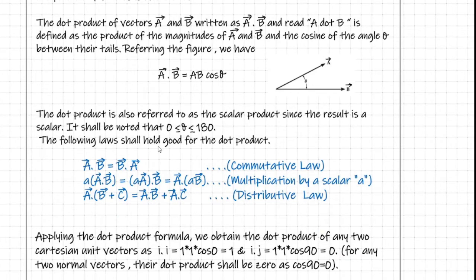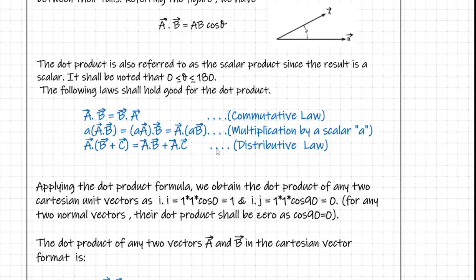The dot product operation respects the following laws. There is a commutative law, which says that A dot B is the same as B dot A. Then, considering multiplication by a scalar, a into (A dot B) is the same as (a A) dot B, which is the same as A dot (a B). Now coming to the distributive law, A dot (B plus C) can be written as A dot B plus A dot C.